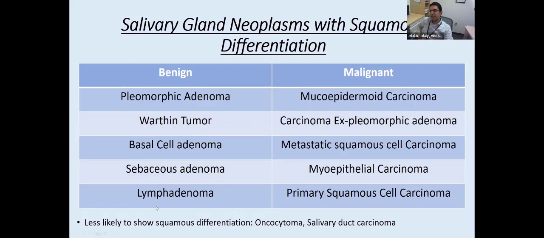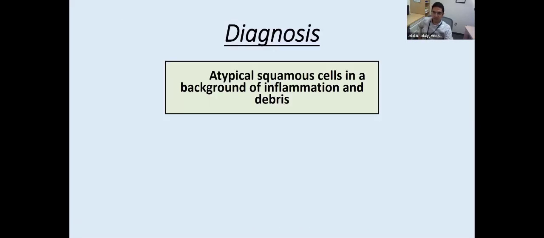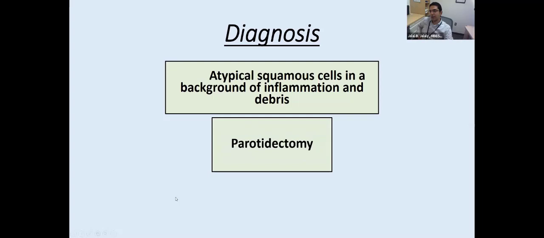Some salivary gland tumors that are least likely to show squamous differentiation that we can certainly exclude are oncocytoma and salivary duct carcinoma, and some of the non-neoplastic entities that could be entertained are sialadenitis, which can have squamous metaplasia, especially with necrotizing sialadenitis, and also duct ectasia. So this case was signed out as atypical squamous cells, which is justified in a background of inflammation and debris, and therefore it underwent a surgical resection and a parotidectomy.